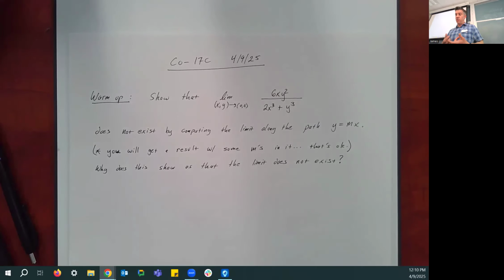I didn't really talk about this when we were talking about limits, but one way of trying a bunch of paths at once is to let y, instead of letting y equal x or y equal 2x or y equal 3x, you can let y equal mx. That essentially says, for any line that goes to the origin, this is the limit value. And if it's not always the same, that immediately shows the limit doesn't exist. Let's see what happens when we do this.